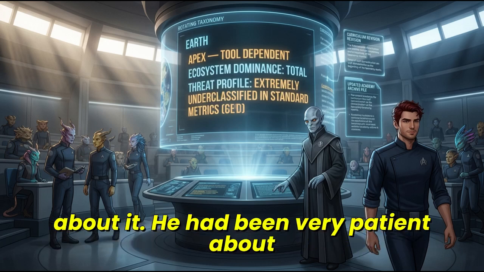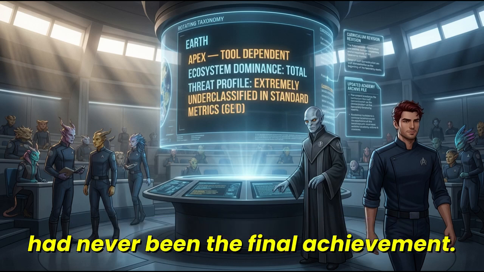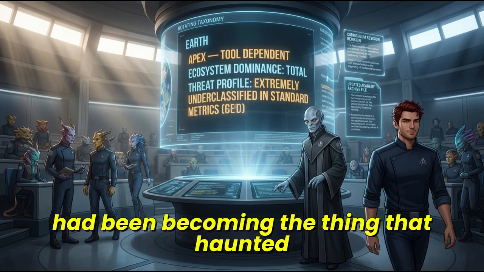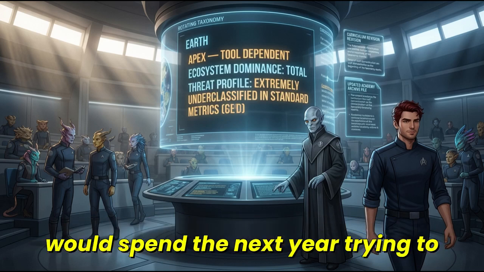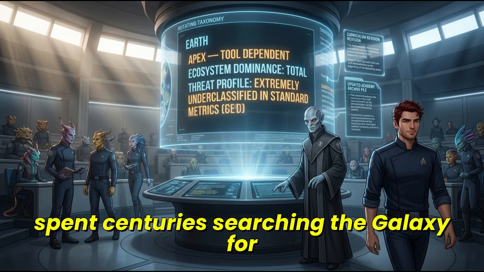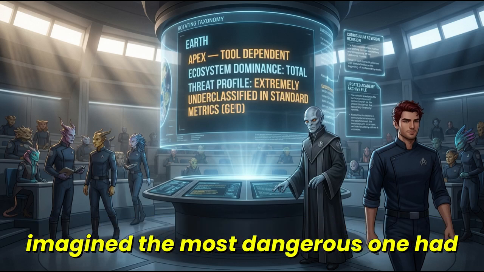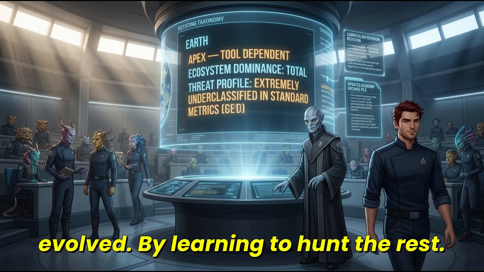On Earth, becoming an apex predator had never been the final achievement. Humanity's greatest evolutionary trick had been becoming the thing that hunted apex predators. The taxonomy committee would spend the next year trying to invent a category for that. They had spent centuries searching the galaxy for the perfect apex predator. They never imagined the most dangerous one had evolved by learning to hunt the rest.